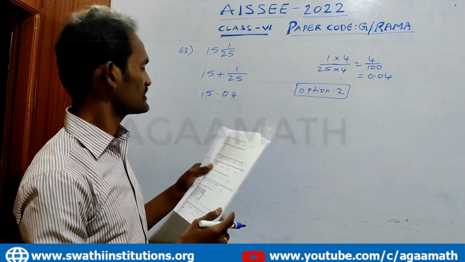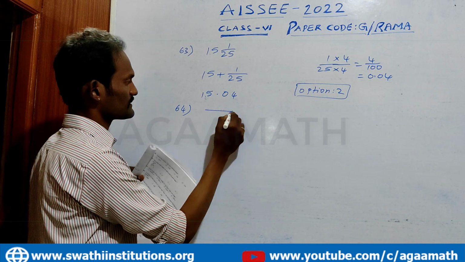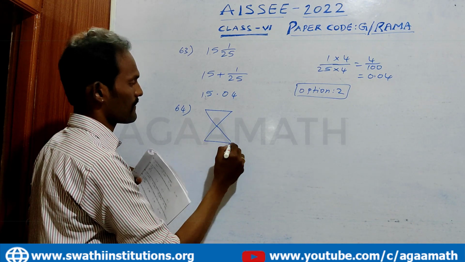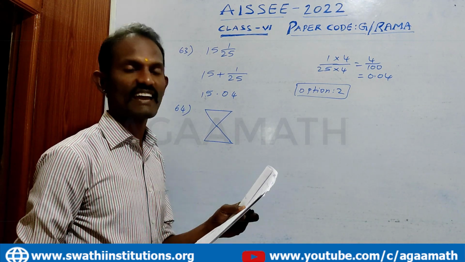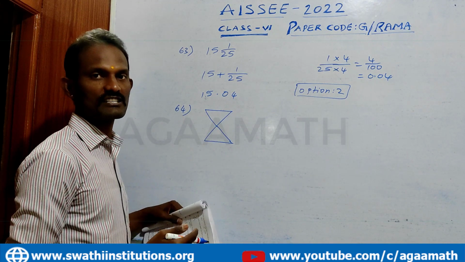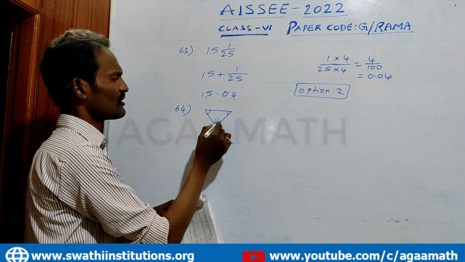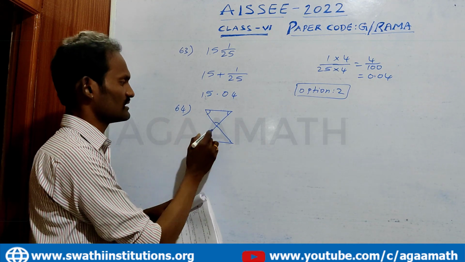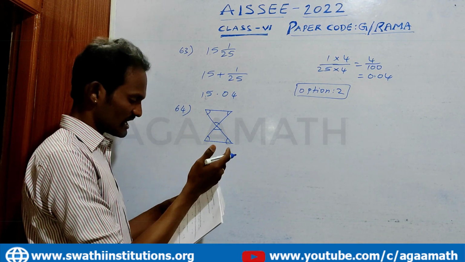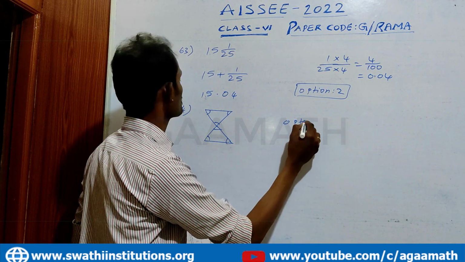Now let us see the 64th question. Here the question is given like this. How many acute angles are there inside the given figure? Acute angles mean less than 90 degrees. 1, 2, 3, all these are acute, and 4, 5, 6 too. So these are not more than 90 degrees each. That means there are a total of 6. So that is option 2 for question number 64.